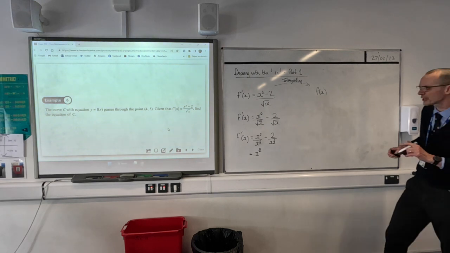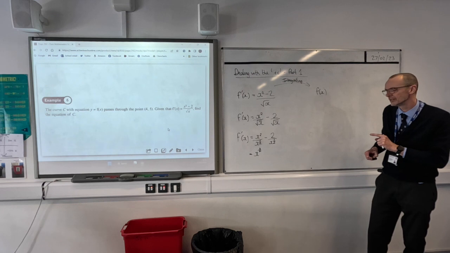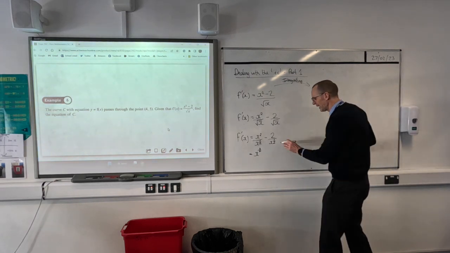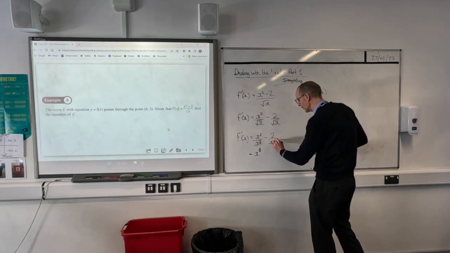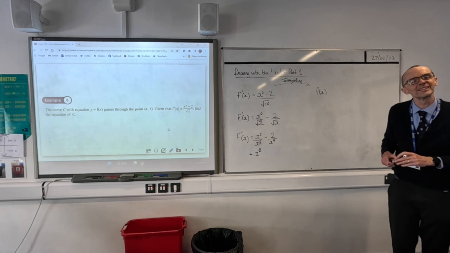And Harrison, how else can I write 2 over x to the power of a half? Good question. How can I write, 1 overs, this is 1 over x to the half, how can I rewrite that as x to the power of something?